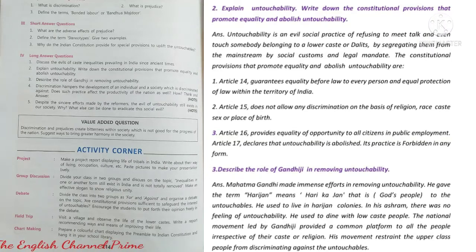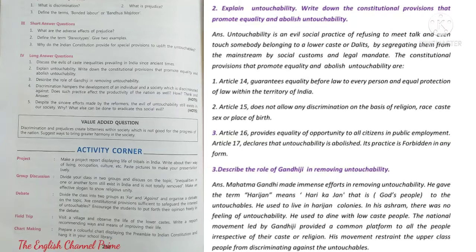Second, Article 15 does not allow any discrimination on the basis of religion, race, caste, sex, or place of birth. Third, Article 16 provides equality of opportunity to all citizens in public employment. Article 17 declares that untouchability is abolished and its practice is forbidden in any form. Third question, describe the role of Gandhiji in removing untouchability.